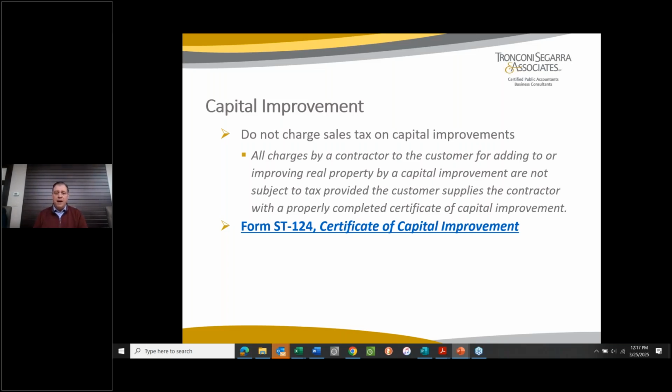It's imperative if you're a contractor and you're doing work that results in a capital improvement that you get these forms from your customers, because I've had issues before with audits where we've had a contractor in the plumbing business did not get any ST-124s from any of their customers. The auditor in that instance was nice enough to let us go back and get a sample of certificates, but it was a lot of work for the contractor reaching out and connecting with customers to try to get these forms completed and back to us so we could provide to the auditor.